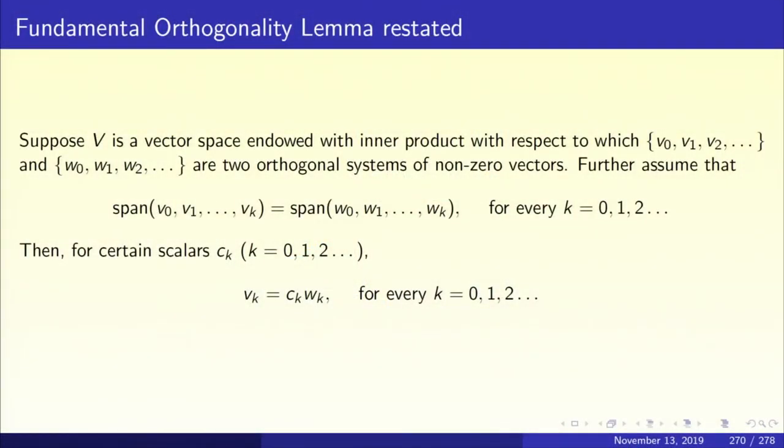Just for your reference, let us recall the statement of the fundamental orthogonality lemma. Suppose V is a vector space endowed with an inner product with respect to which v0, v1, v2, etc. and w0, w1, w2, etc. are two sets of orthogonal non-zero vectors, and assume that the span of v0, ..., vk is the same as the span of w0, ..., wk for every k equal to 0, 1, 2, 3, etc. Then there exist scalars ck such that vk equals ck wk for k equal to 0, 1, 2, 3, etc. We discussed this fundamental orthogonality lemma in the previous module when we discussed the Legendre polynomials. I am just recalling that for you.